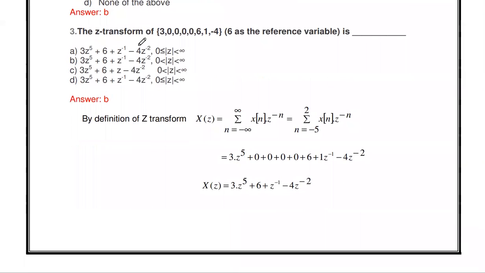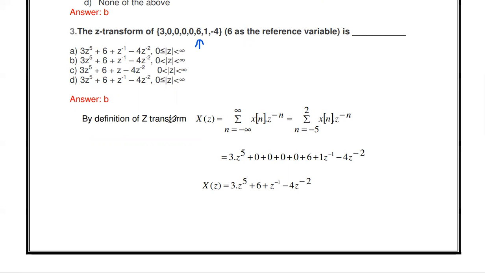Then the next question: the Z-transform of the sequence 3, 0, 0, 0, 0, 6, 1, minus 4, where 6 is the reference variable, is. Here 6 is the reference variable means, in the question there will be an arrow given under this 6. Instead of the arrow, they mention 6 as the reference variable, meaning 6 is the value of the sequence x of n at n equal to 0. So we have to find the Z-transform of this sequence.